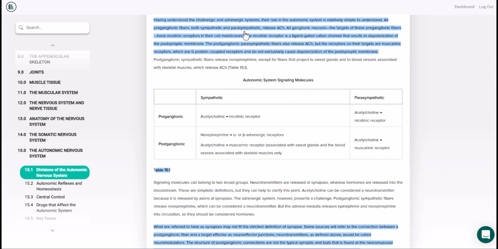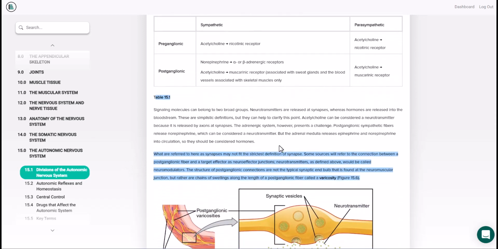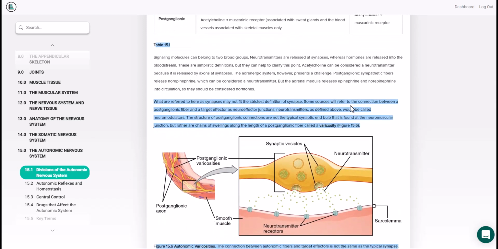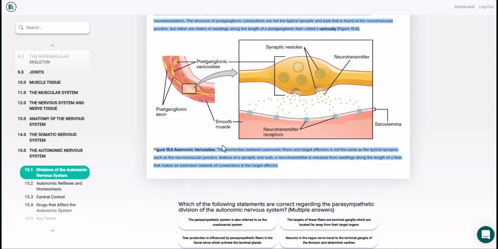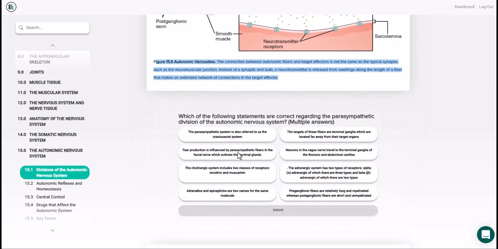Don't worry about the blue areas. Also, do not worry about table 15.1, right? It's blued out. Don't worry about that. And actually, all of this, this blue region, let's not worry about it. Don't worry about figure 15.6.